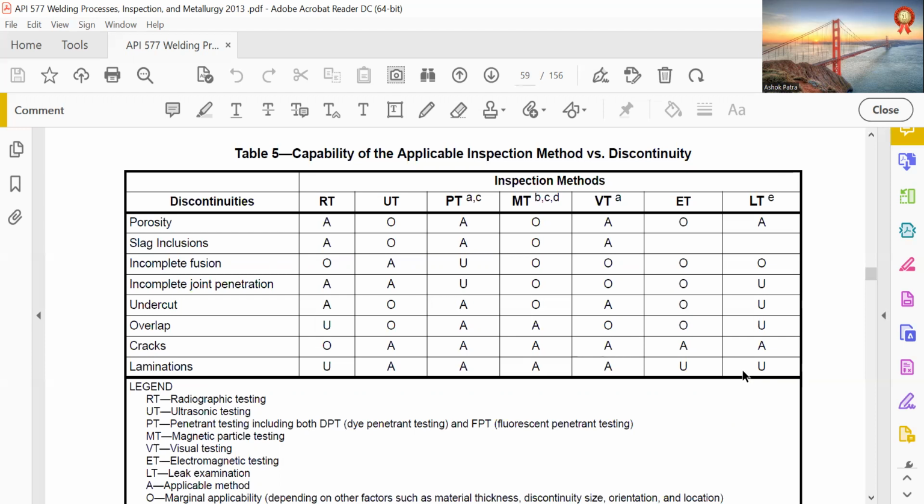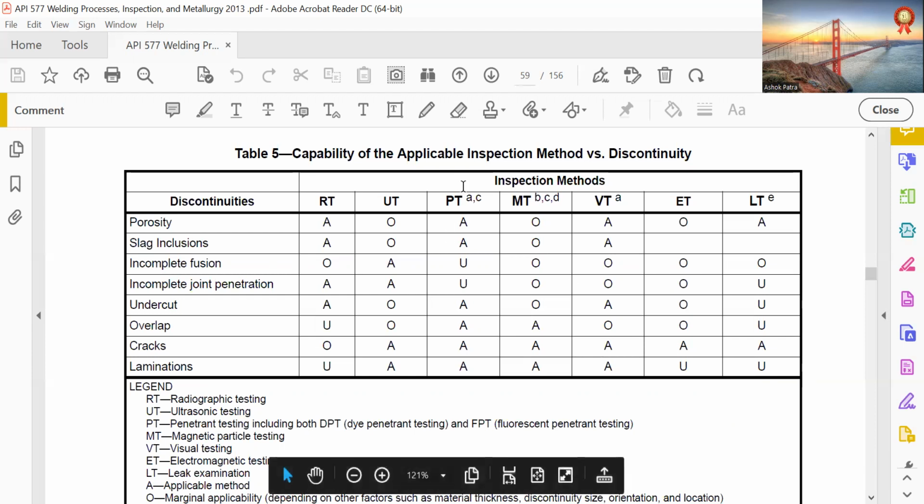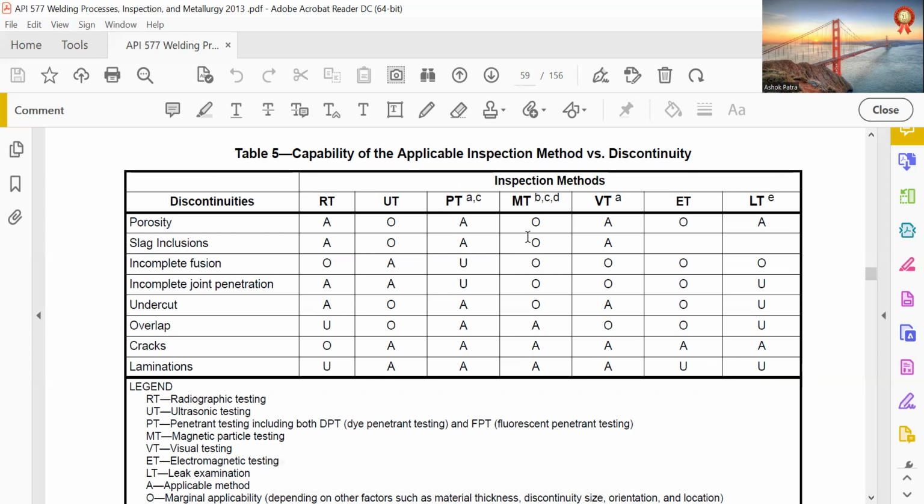So porosity: RT is good, PT is good if open to surface, MT no, VT okay if open to surface, leak testing if through. Slag inclusion: RT okay, UT not okay, PT okay if open to surface, VT open to surface. Incomplete fusion: UT okay, PT no.